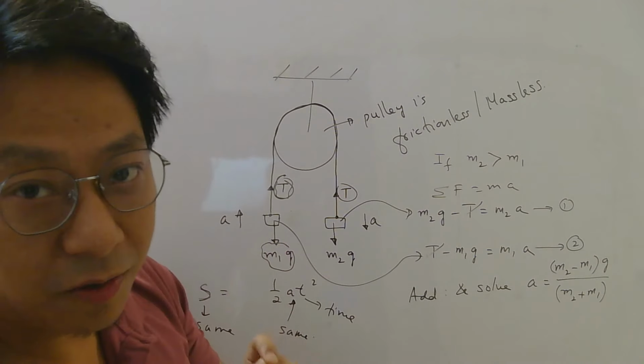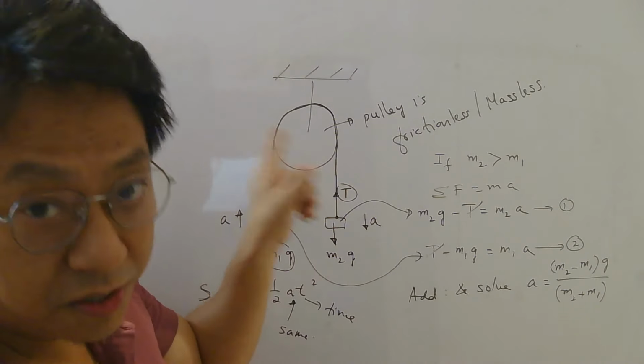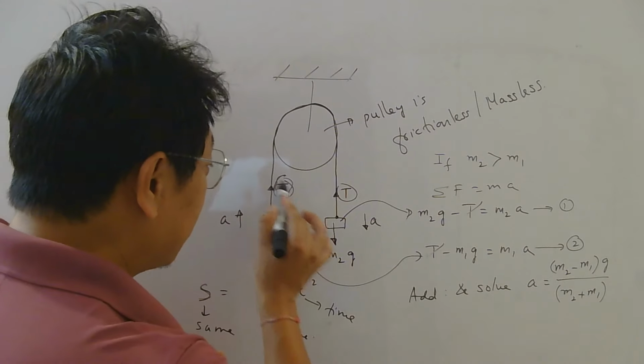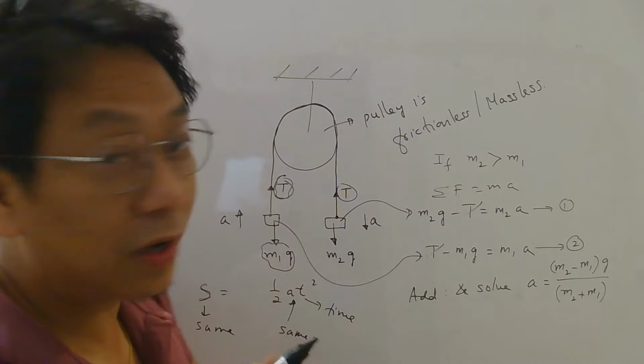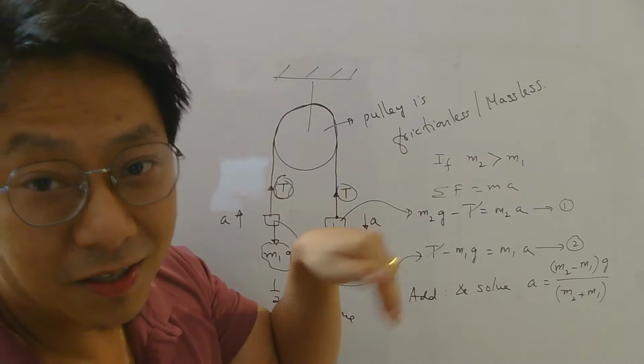But today I am going to tell you that if friction is mentioned, then you cannot say the tension here and here are the same. So why will the tensions here and here not be the same if there is friction? Let us try to check.